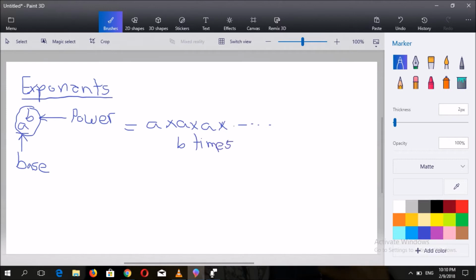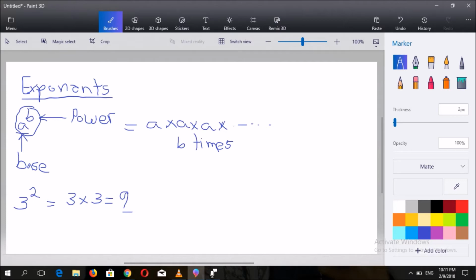I'm going to give you an example of how we can calculate the values of different types of exponents. Now, suppose that we have an exponent, for example, 3 raised to the power 2. So this is equal to 3 multiplied by itself 2 times. So this will give us the value of 9. So 3 raised to the power 2 will give us 9.